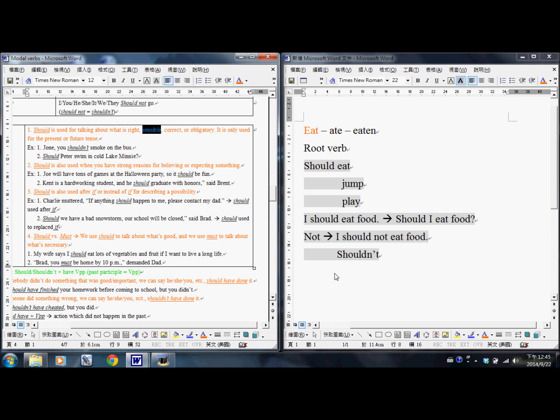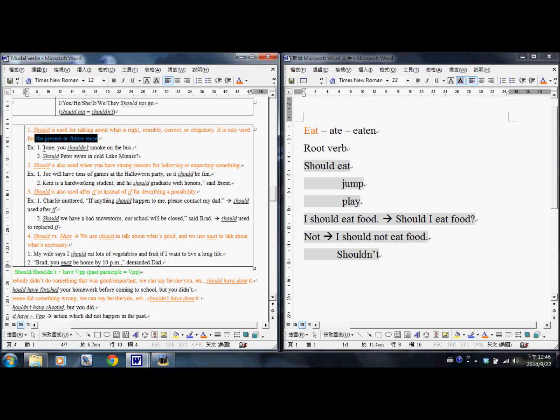Sensible, something that makes sense, 合逻辑的. Correct, something that is right. Correct, 就是正确的. Obligatory, it's a difficult word to understand. Let me explain to you in Chinese. Obligatory means 责任的或是义务性的. So we use should to talk about the following situations: something that is right, sensible, correct, or obligatory. Now we use it in the present or the future tense. We use should to talk about what is right now, or what will be or will happen in the future.